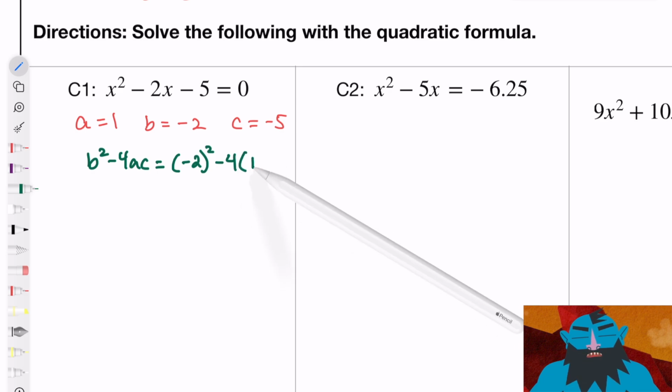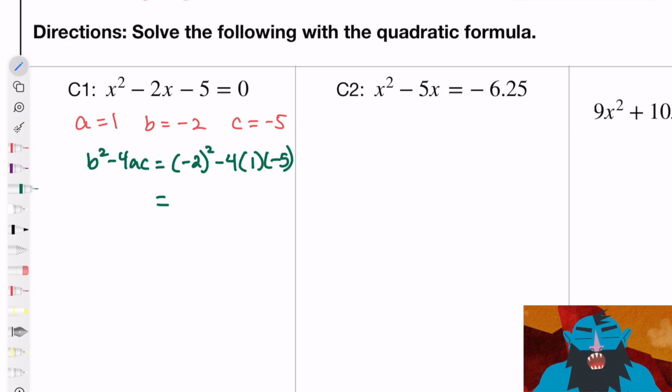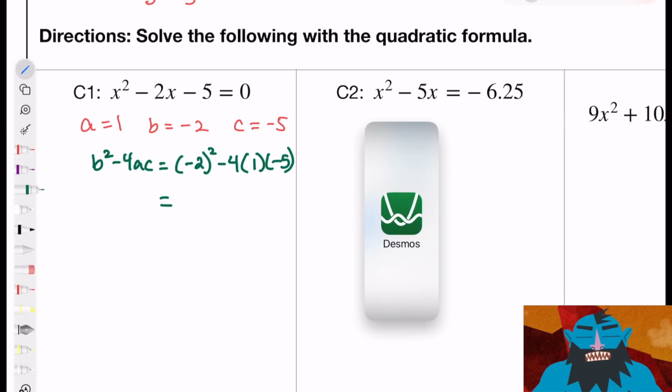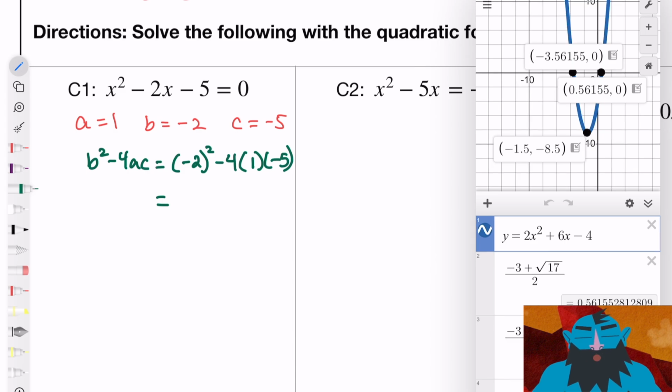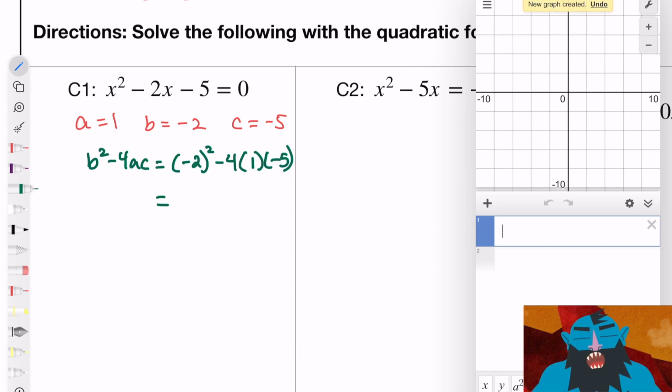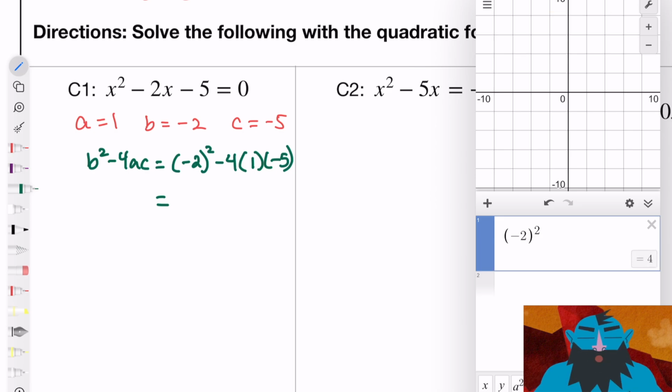A is 1, C is negative 5. And so again, you could just grab your calculator, and let me show you how I would do that on my calc. So for those of you who are going to choose this method, let me just start a new graph. I would type parentheses, negative 2, parentheses squared, minus 4 times A times C. Notice I just used parentheses instead of having to use multiply. So it says 24.